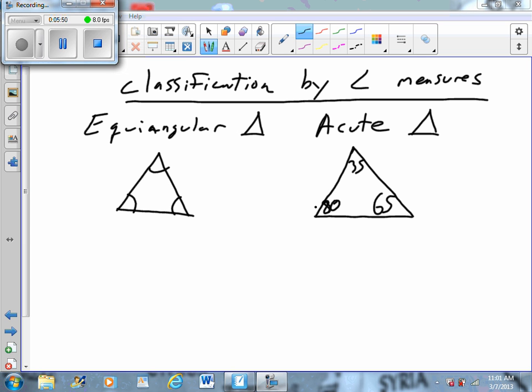I'll let you know soon enough, maybe not today, why I had to stop and think about what the three measures might be. They have to add up to a certain number. But as you can see here, all three angles are less than 90 degrees, so it's an acute triangle.